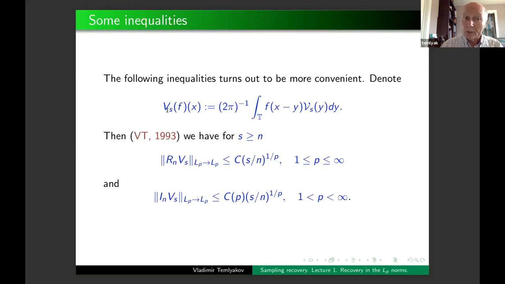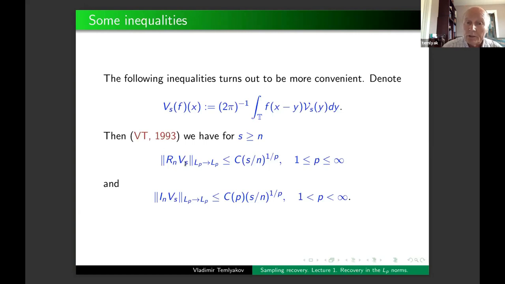So now we define our operator as a convolution with the corresponding Delavo-Lipson kernel. And actually this is the Delavo-Lipson sums of the Fourier series of function F. So this is the definition of this operator. Certainly the range of this operator is very nice. These are trigonometric polynomials of degree S. So certainly we can apply this operator to those polynomials.